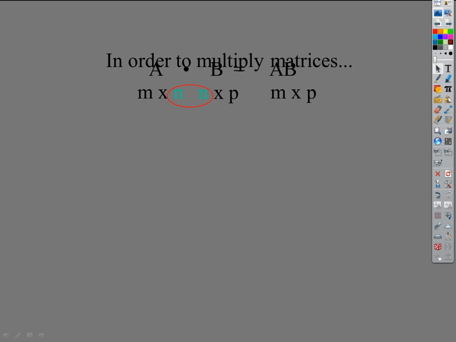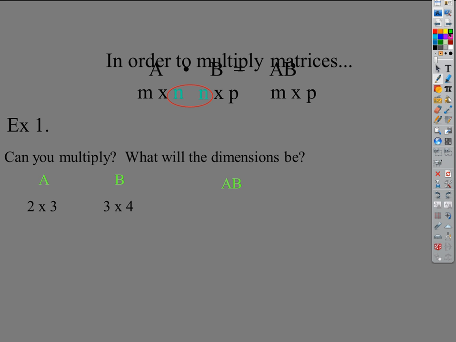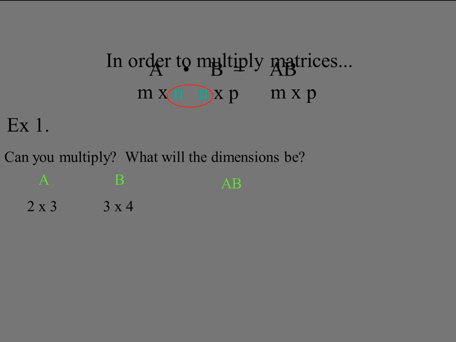So does this work? If matrix A is a 2 by 3 and matrix B is a 3 by 4, can I multiply them? Yes, I can, because the 3's match up. What are the dimensions of the product going to be? 2 by 4. Does this work? 5 by 3 times a 5 by 2. Does not work. You're right.